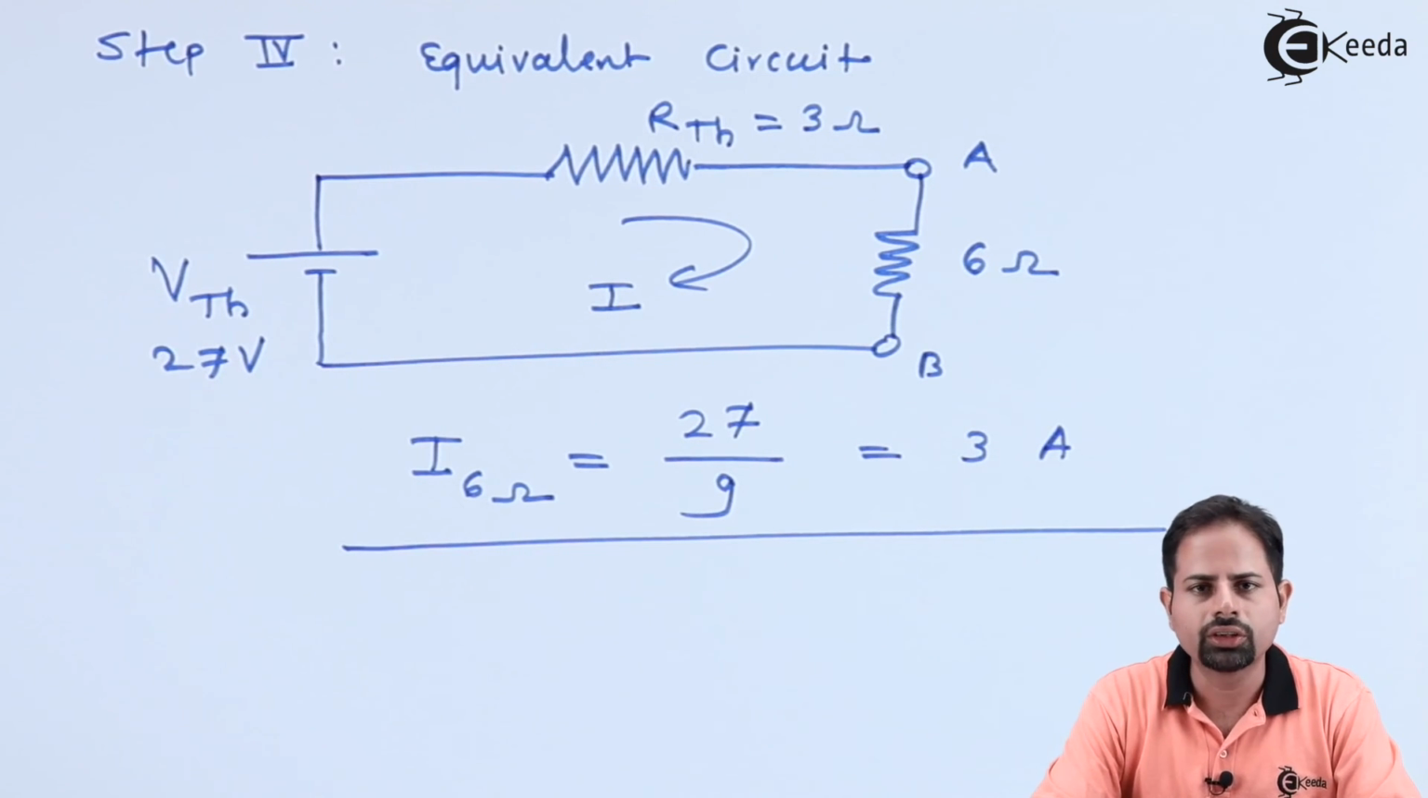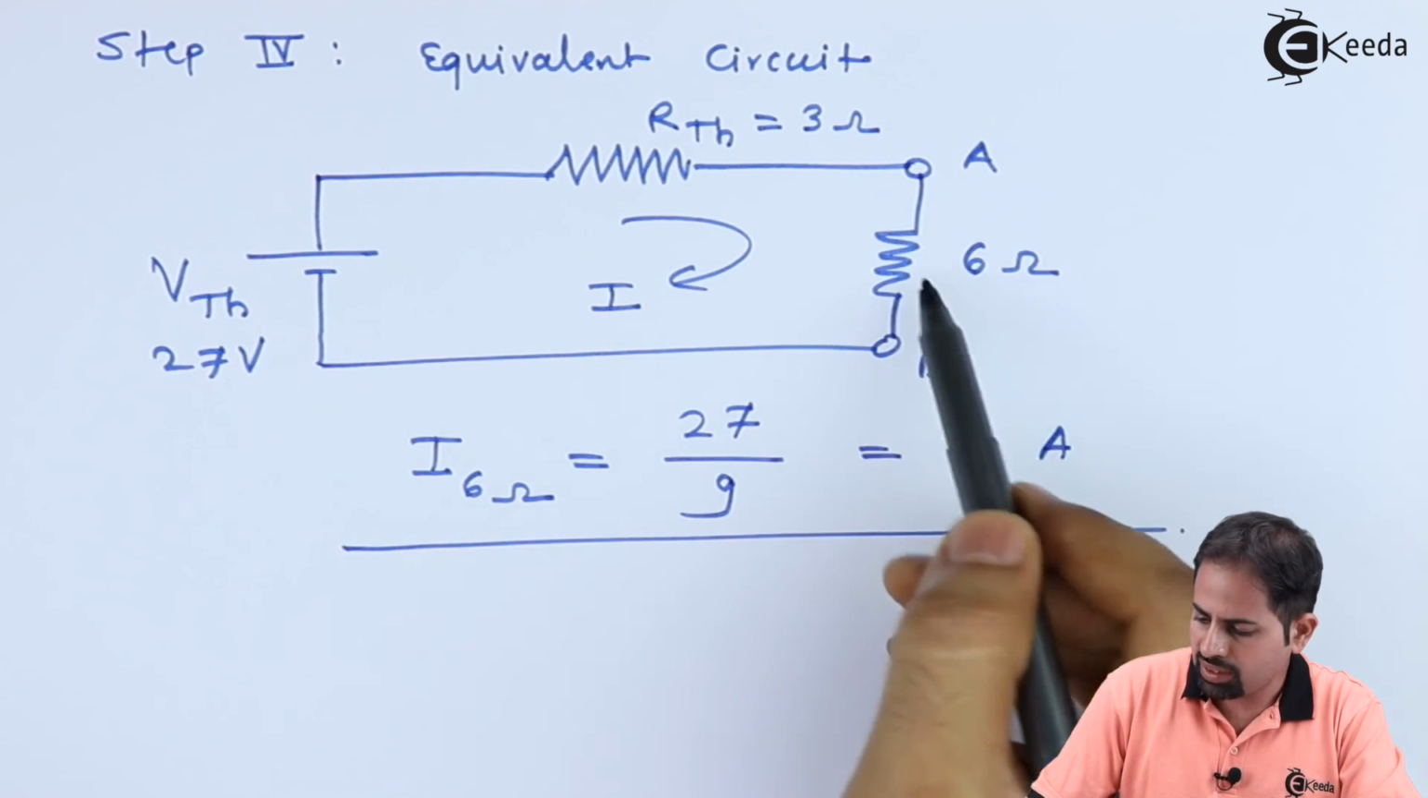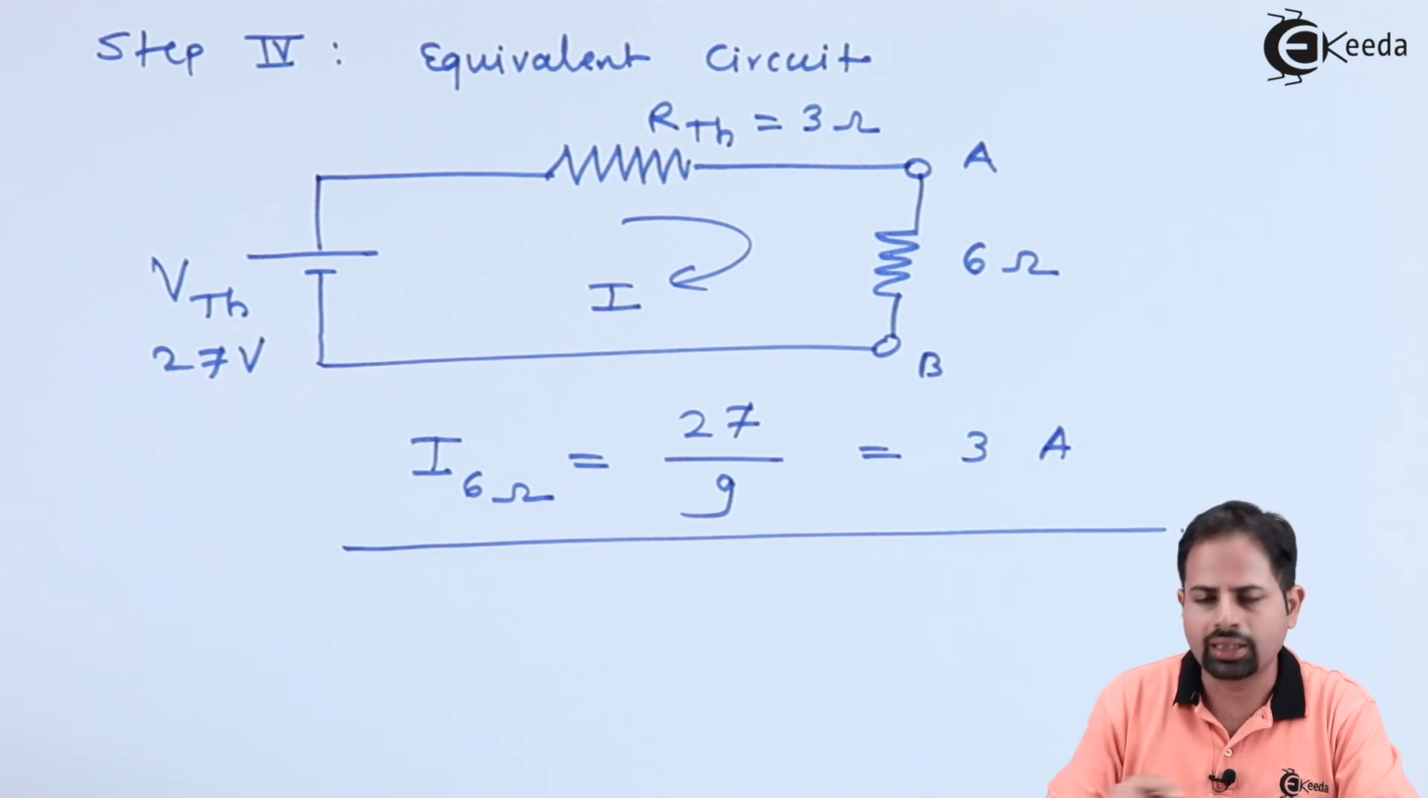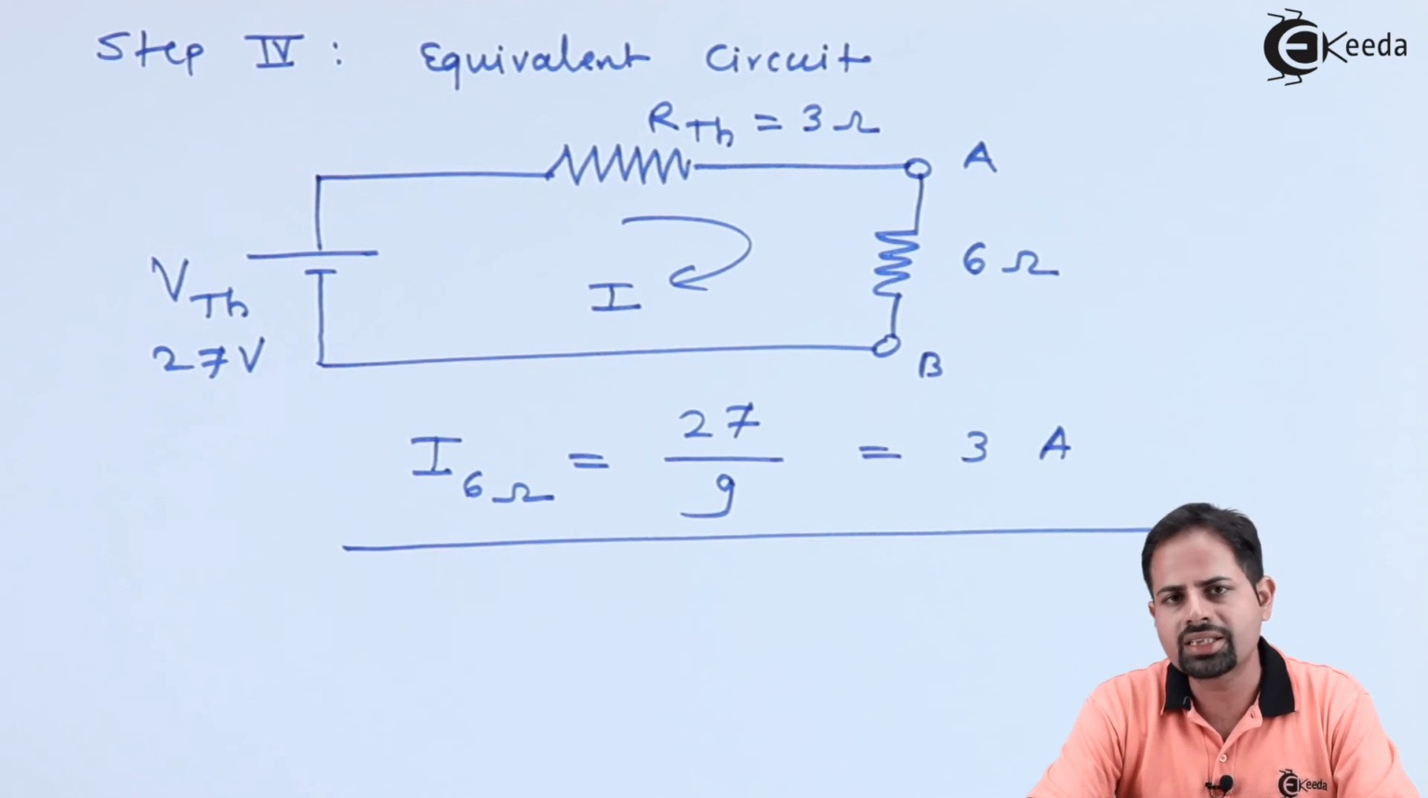So that was the question, that we were supposed to find the current which was passing through this 6 ohm resistor, and the answer we got is 3 amperes. That is the end of this problem.